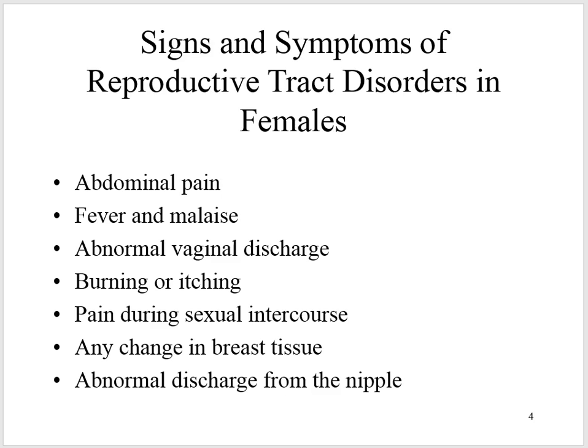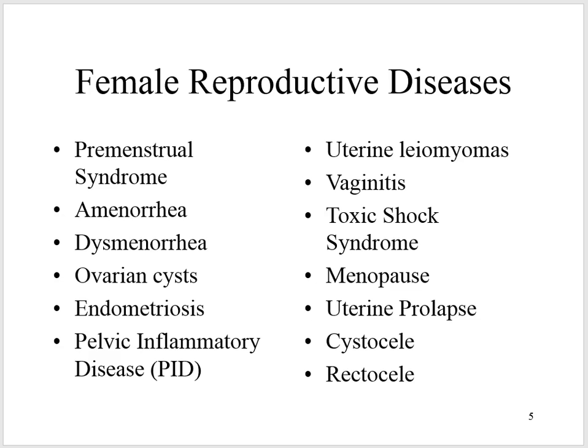Signs and symptoms of reproductive tract disorders in females: you have abdominal pain, fever and malaise, abnormal vaginal discharge, burning or itching, pain during sexual intercourse, any change in breast tissue, or abnormal discharge from the nipple. And we're going to talk about these female reproductive diseases.